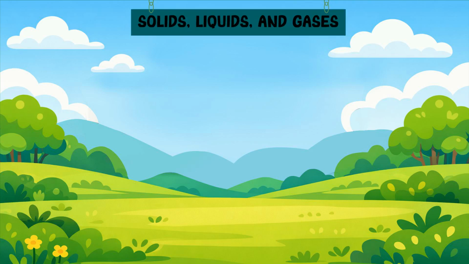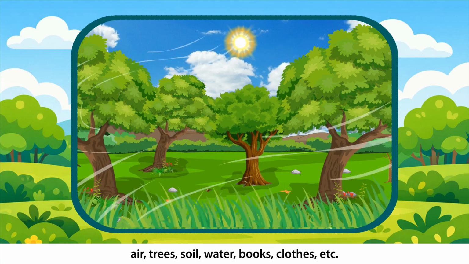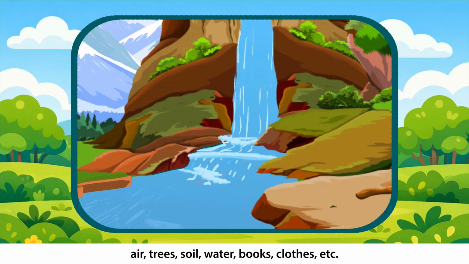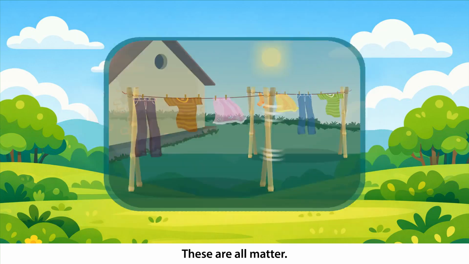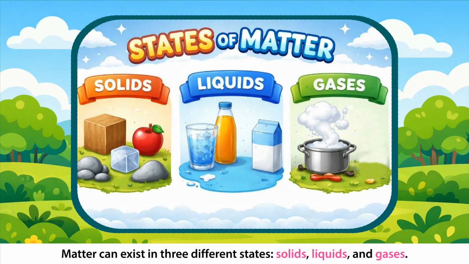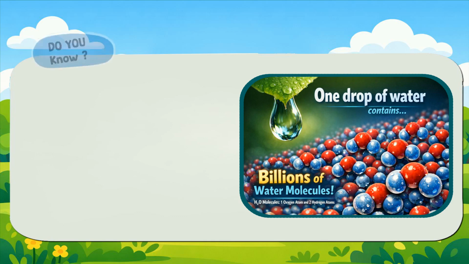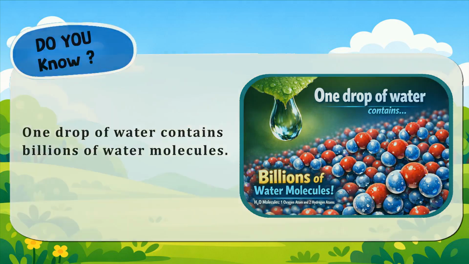Solids, liquids, and gases. We are surrounded by different kinds of things like air, trees, soil, water, books, clothes, etc. These are all matter. Matter is anything that has mass and occupies space. It is made up of very small particles called molecules that cannot be seen with the naked eyes. Matter can exist in 3 different states: solids, liquids, and gases. Do you know? 1 drop of water contains billions of water molecules.